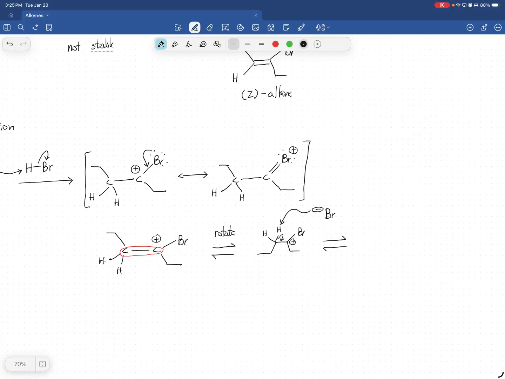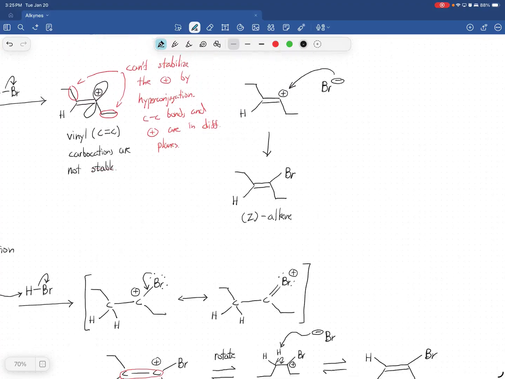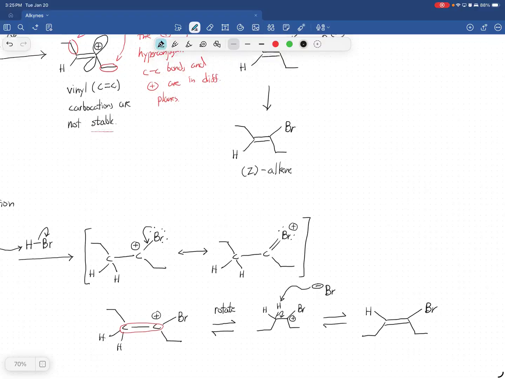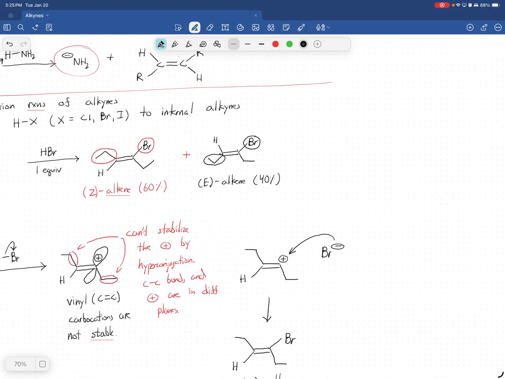Oh, I meant the right Br there. So now if we compare this alkene to the ones we drew above it, look where the H and Br are. The H and Br are right here. So that's now the E alkene.